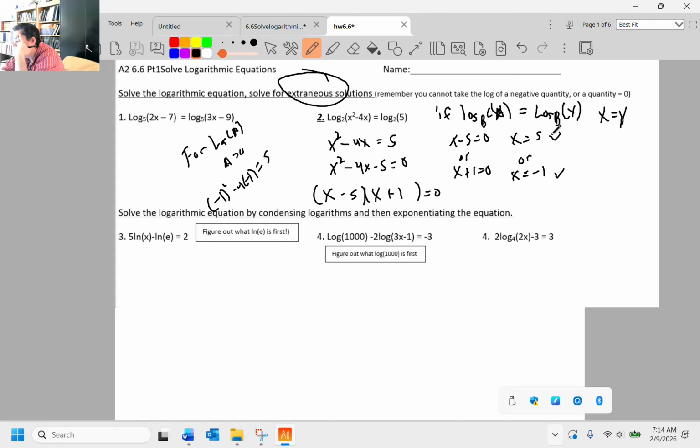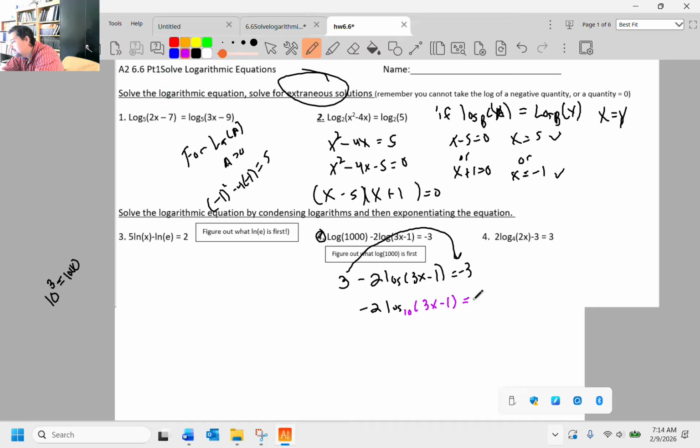Let's see here. Let's do this 4. It says figure out what log of 1,000 is. Well, I happen to know that 10 cubed is 1,000. So this is 3. 3 minus 2 log of 3x minus 1 is -3. We're going to subtract that. -2 log, whose understood base, by the way, is 10, of 3x minus 1 is -6. We'll play the isolation game. Divide out that -2. A log whose understood base is 10, whose argument is 3x minus 1, equals 3.